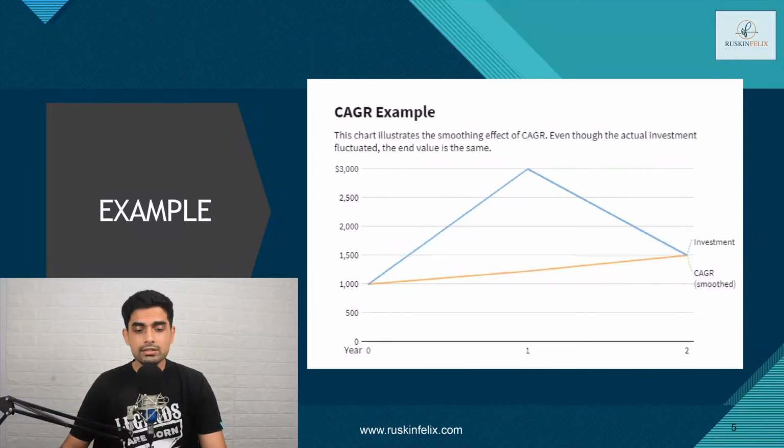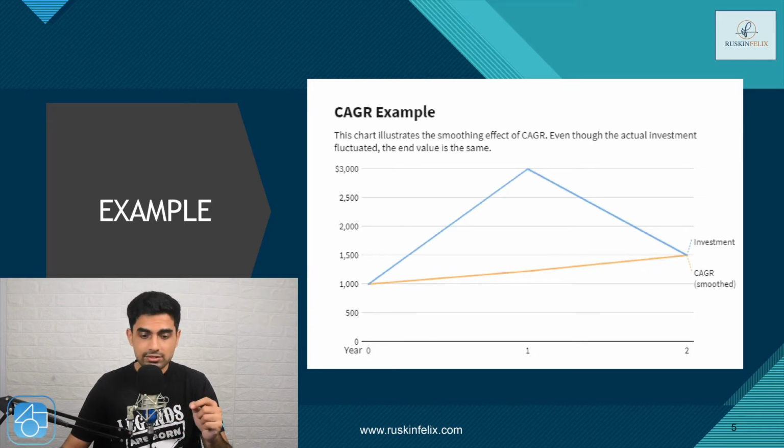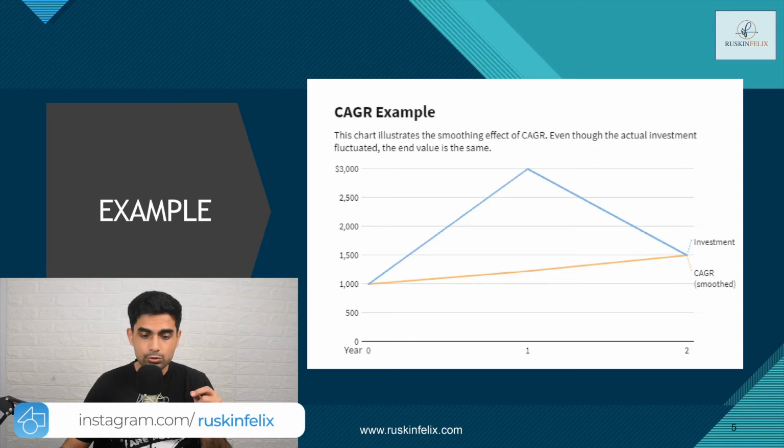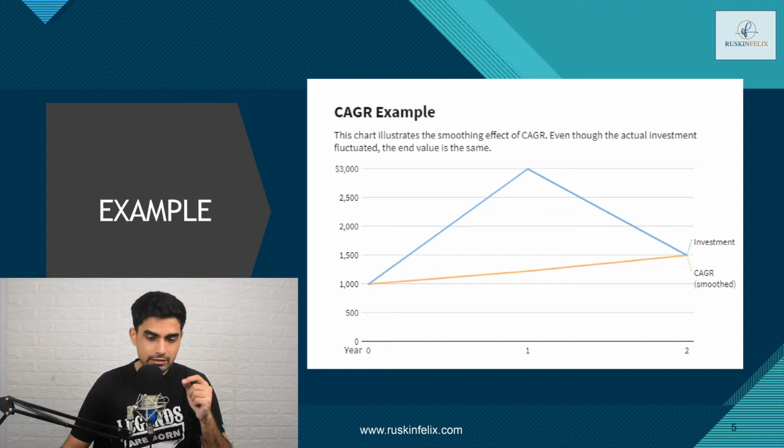I've showed you the CAGR example as well, where the actual investment value fluctuates, but there is a smoothing effect of the CAGR even if the actual investment value keeps decreasing or increasing. So instead of your investment going from 1000 to 2500 to 3000, and then coming back down, your overall growth is 1000 to 1500, which is 50%. So in a 2 period situation, where this is a 2 year situation.